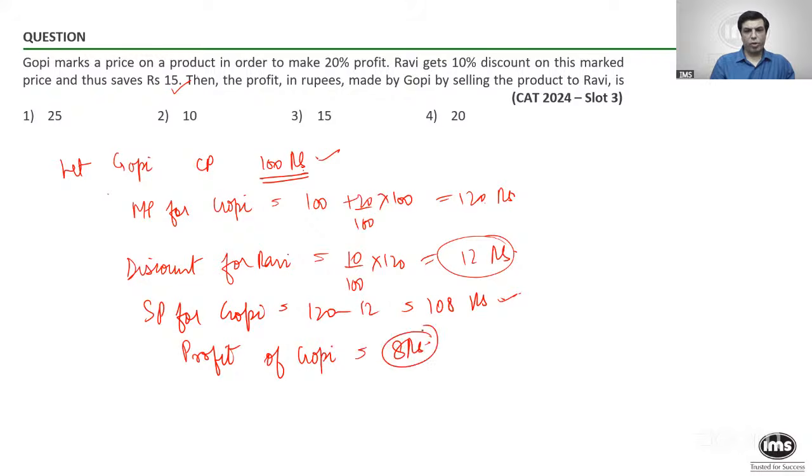Now, if you look at the question, it says that Ravi has saved 15 rupees. But in this data, when I assume the cost price for Gopi is 100 rupees, Ravi is saving 12 rupees. So what we can do is now we can use cross multiplication.